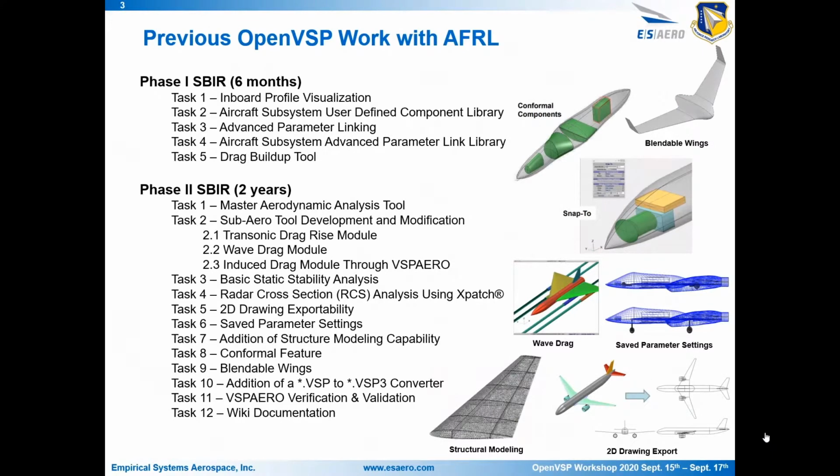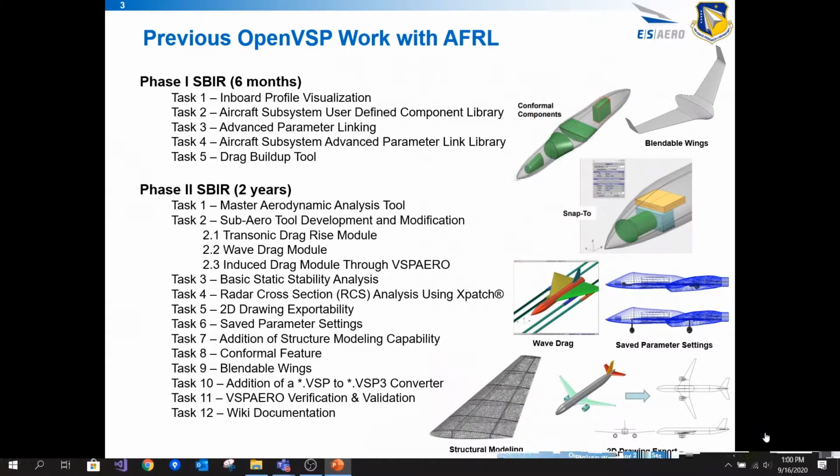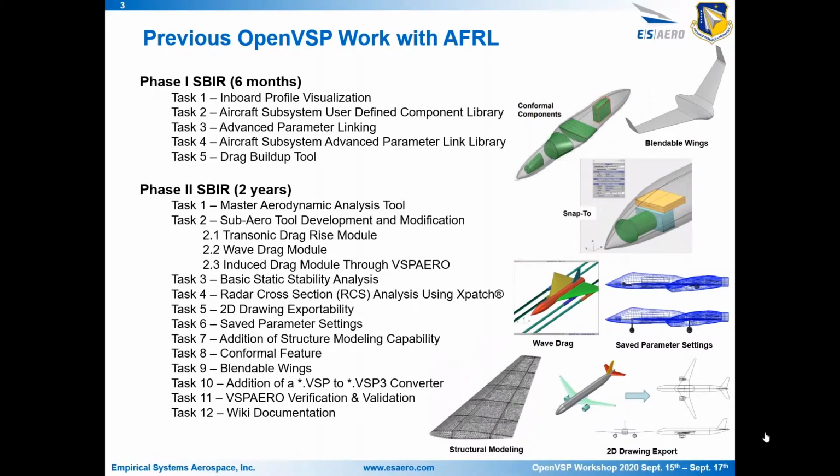So ESAero has been extremely fortunate to be very involved with OpenVSP over the last, I want to say, at least 5 years or so. We've had a few SBIR grants with NASA, and SBIR, if you're not familiar with it, stands for Small Business Innovative Research Grants. So ESAero is a small business, has been contracted by NASA and the Air Force and other organizations to provide improvements to OpenVSP.